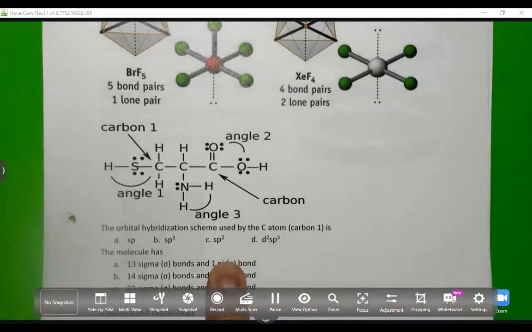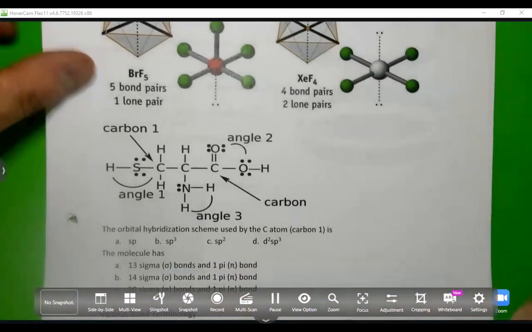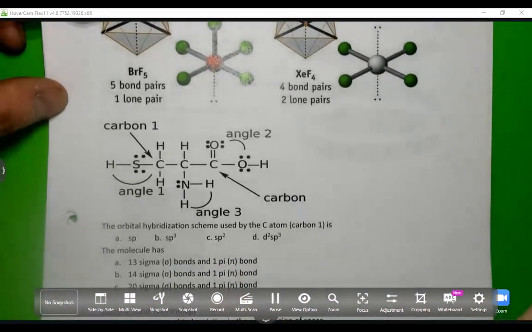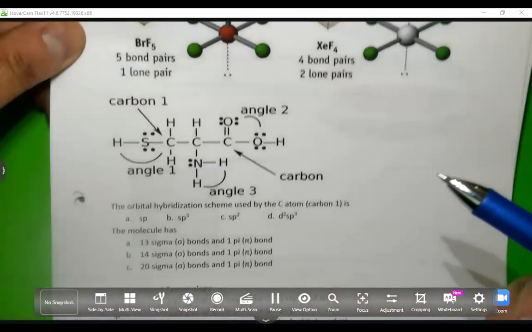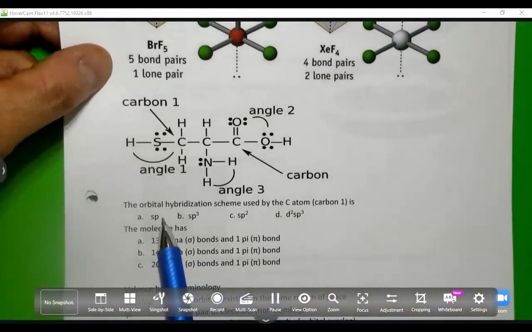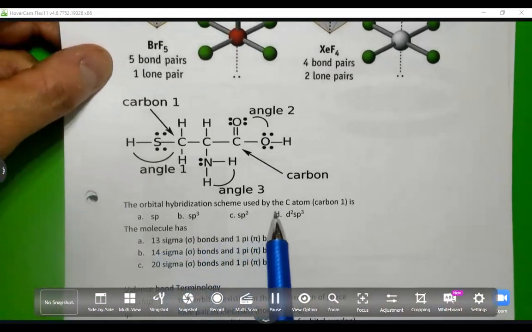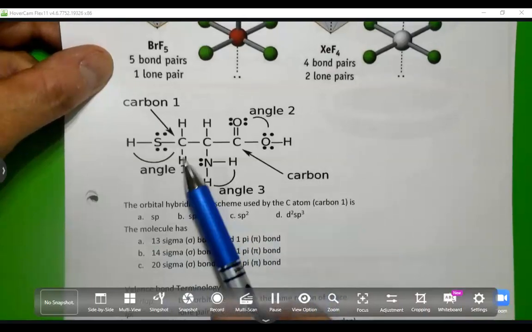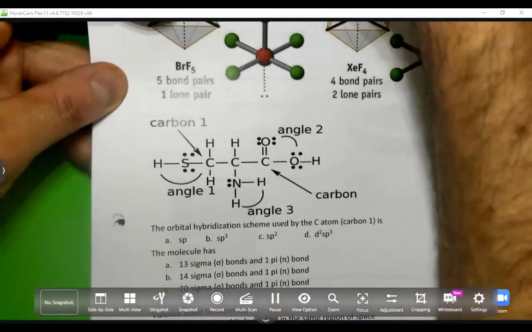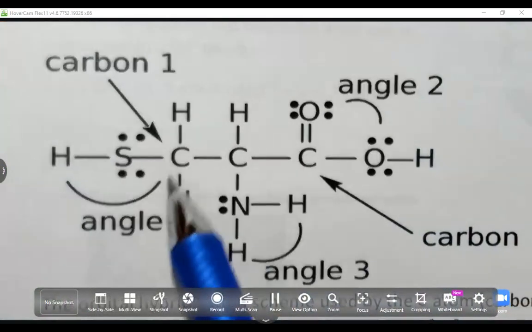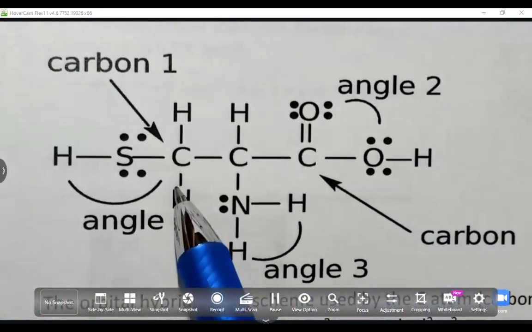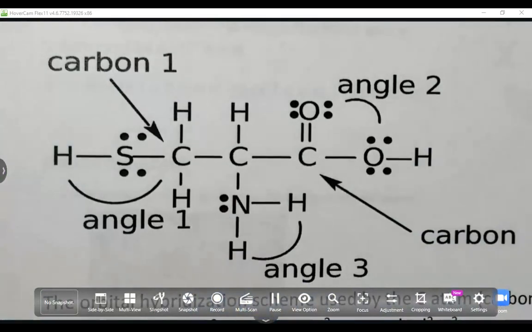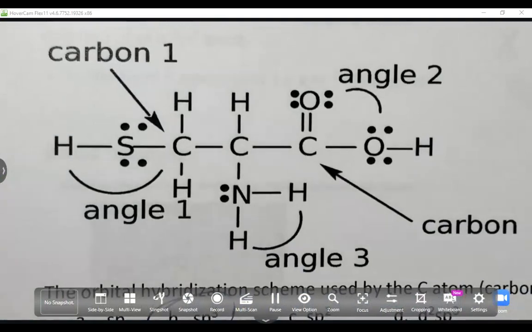Let's do this. Carbon 1, 2, 3. I've got carbon 1 identified. Let's see what it says. The orbital hybridization scheme used by the carbon atom. Carbon 1 is... Do you see any double bonds for that carbon? No double bonds, correct? So this should be sp3, right? sp3.